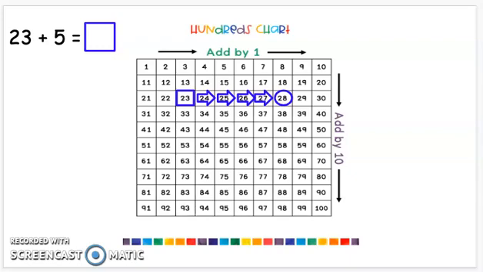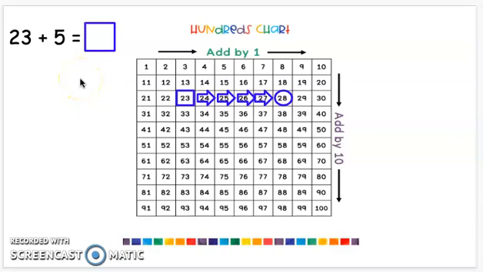Hi, boys and girls. Today we're going to talk about adding by 1 and adding by 10 using the 100 chart. And we're going to talk about how we can move on the 100 chart to add by those different numbers. So the first problem I have for us to look at is 23 plus 5. Right up here, 23 plus 5 equals something.